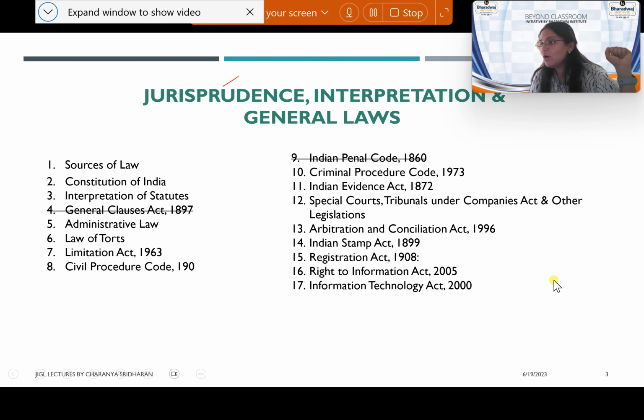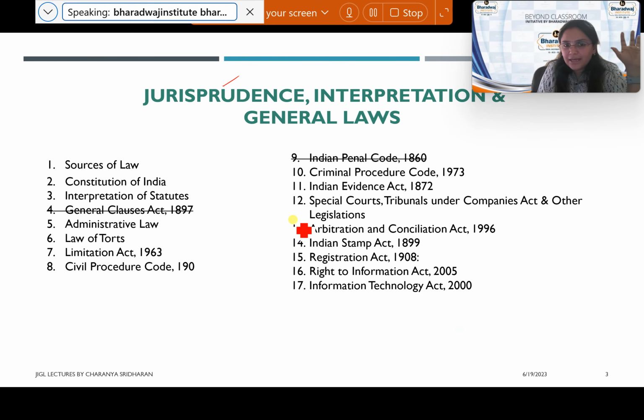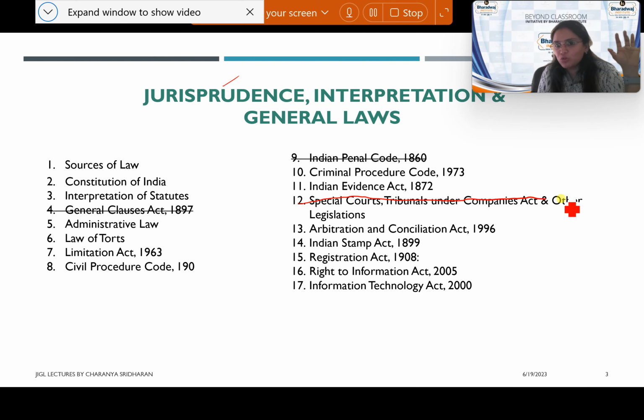Alright. Now what they have done is, they have taken all the 17 chapters and struck through 3 chapters, everybody. Note the point. They have struck through 3 chapters.